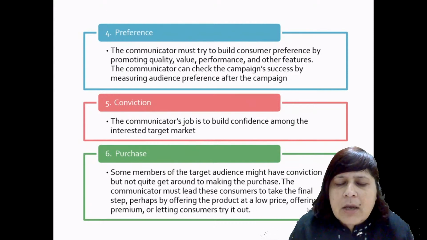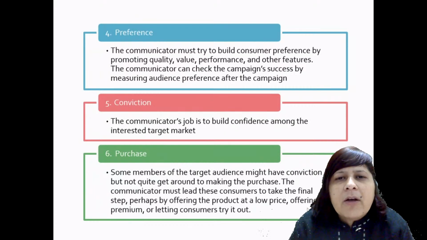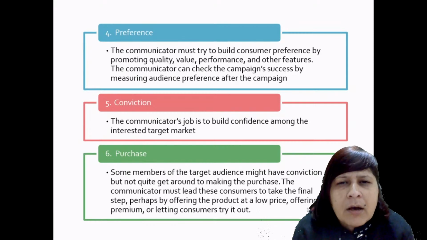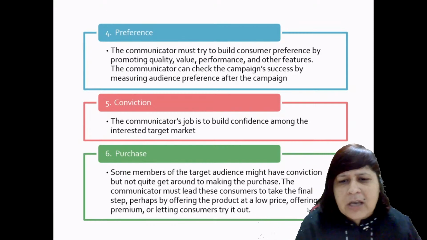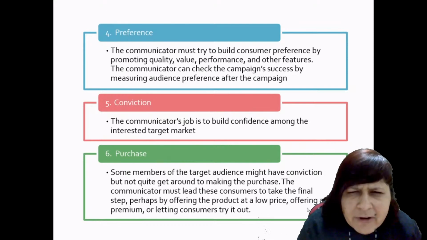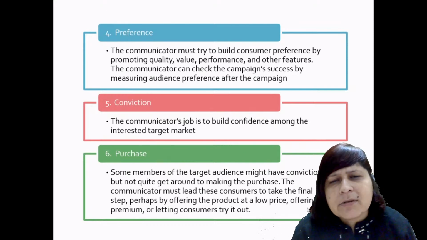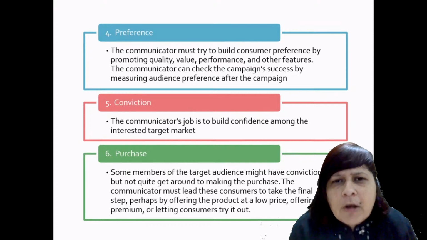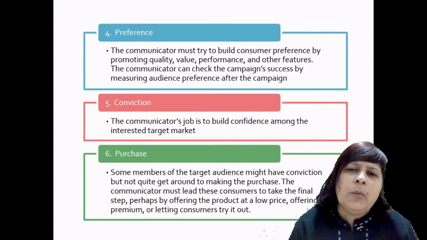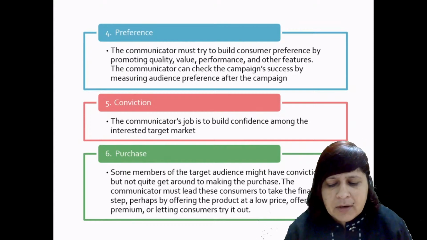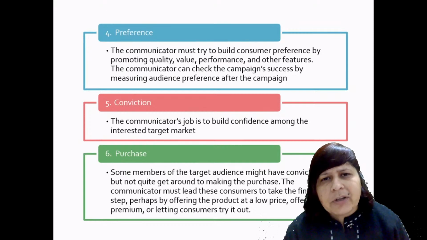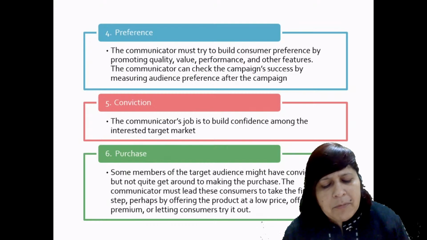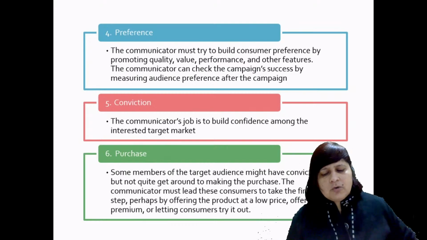Here, the communicator must let the consumer take a final step. How could you do that? By offering the product at a low price. Suppose I'm offering a product at X price, try it out, I'll give you a concession, 20% off, a 20% rebate. Or if you buy this product, you will get this free. So you can offer the product at a lower price, or offer a premium, or let the consumer try it out.